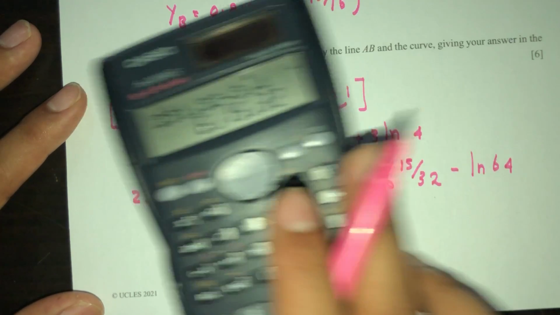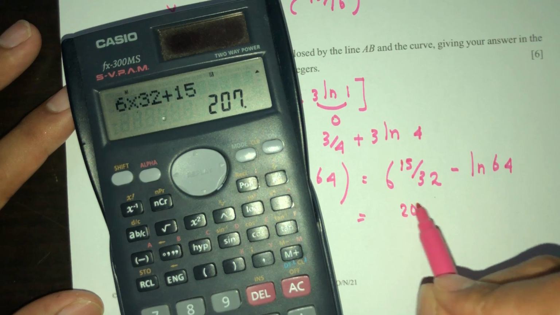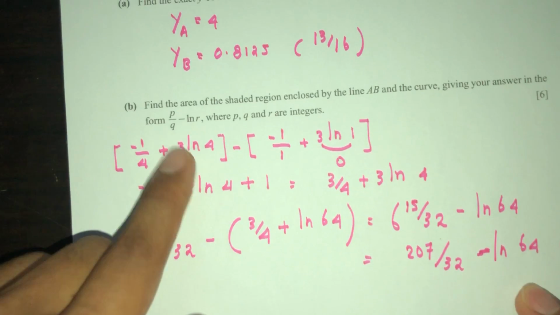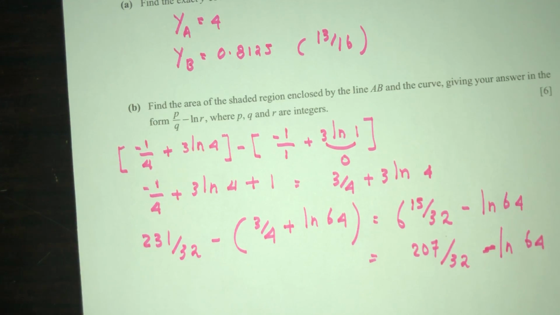Simplify this, that will become 6 times 32 plus 15, that will be 207 over 32 minus ln of 64, units square as the value. Comparing, these are all integer values right here. Okay, cool. And that will be your answer, part B of question number 10.